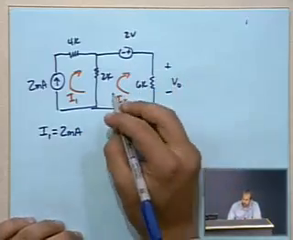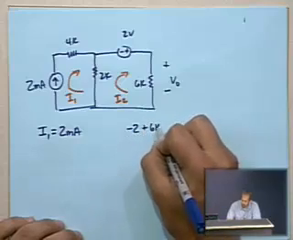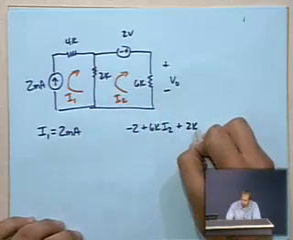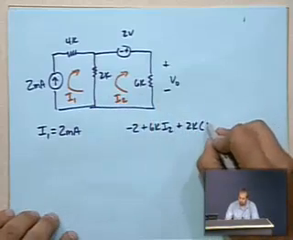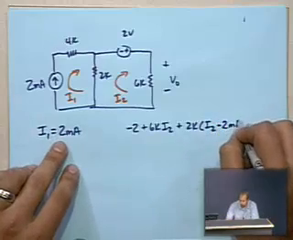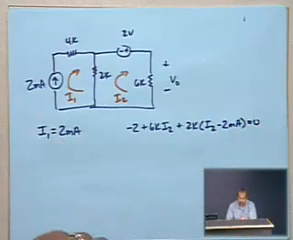For the right-hand pane, we get negative 2 volts up at the top. We get 6K times I2. And then we get 2K. I'm working with I2, so I'm going to put that one first. I2, let's just jump right in and say minus 2 milliamps equals 0. And then we can go ahead and simplify and solve this equation.